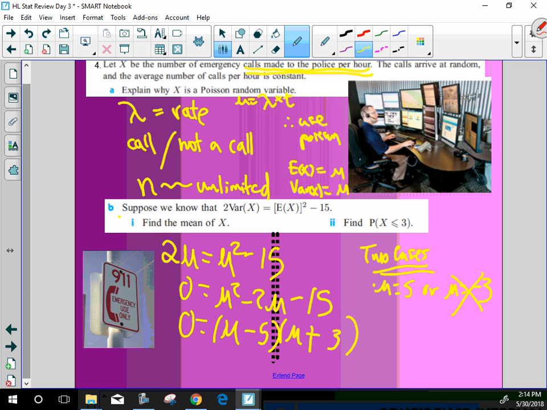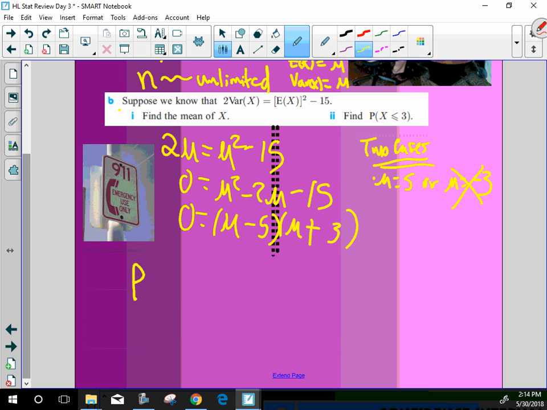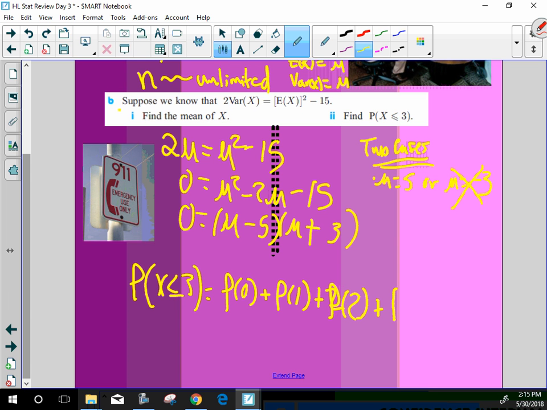Would you have ever thought that was 5? Pretty cool. And then when you find this P of X less than or equal to 3, all that you're doing there is you're taking the Poisson X less than or equal to 3. That's the Poisson for 0, for 1, for 2, and for 3. Now what we would do if we had a calculator, we'd just say Poisson CDF, mu, which is 5, and we would go up to and including what? 3.